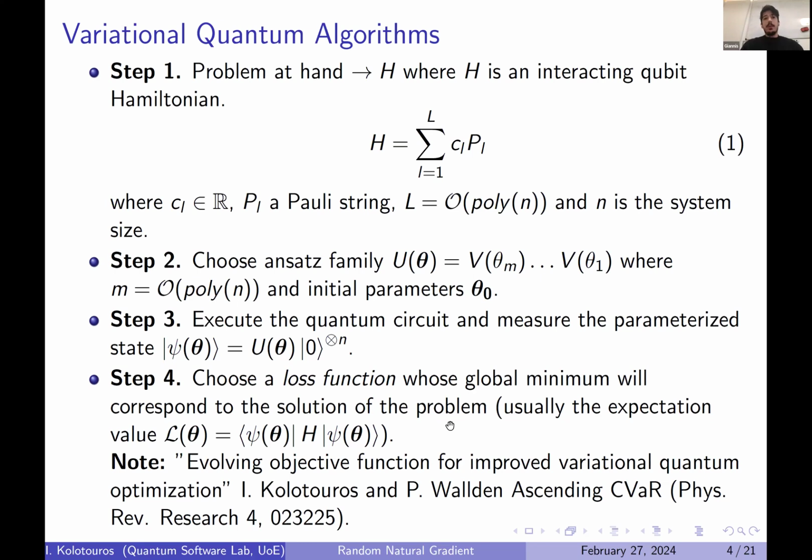If you want to check, 2 years ago, we published a paper called Evolving Objective Function for Improved Variational Quantum Optimization, where instead of using the expectation value of the Hamiltonian as the loss function, we used a thing called ascending CVaR, which is really useful if you're trying to solve a combinatorial optimization problem. So someone can even choose a different objective function that will improve their results.